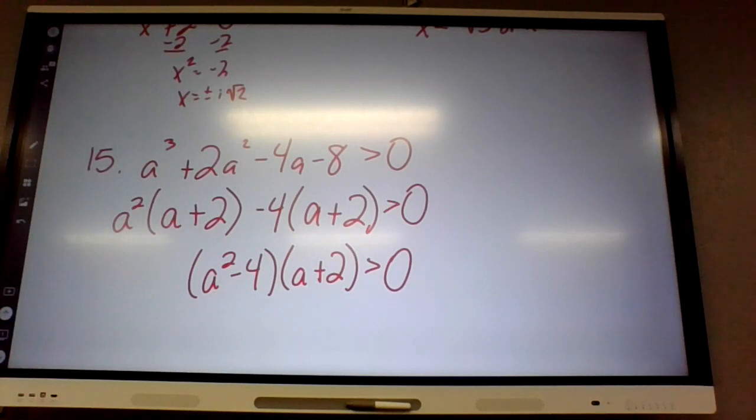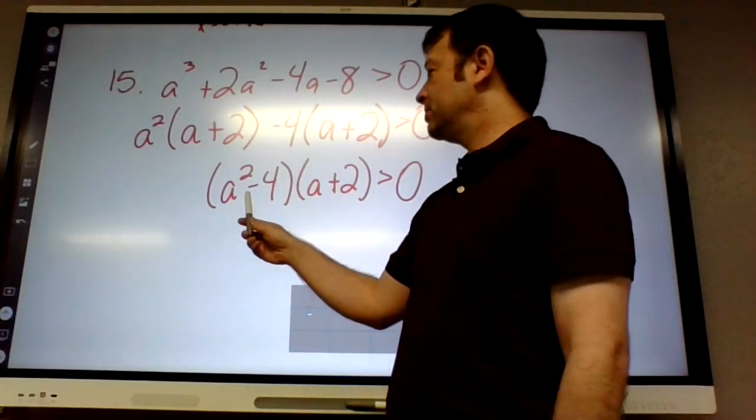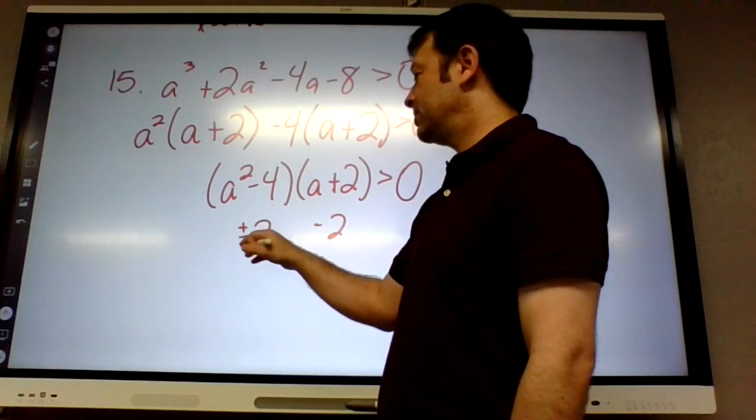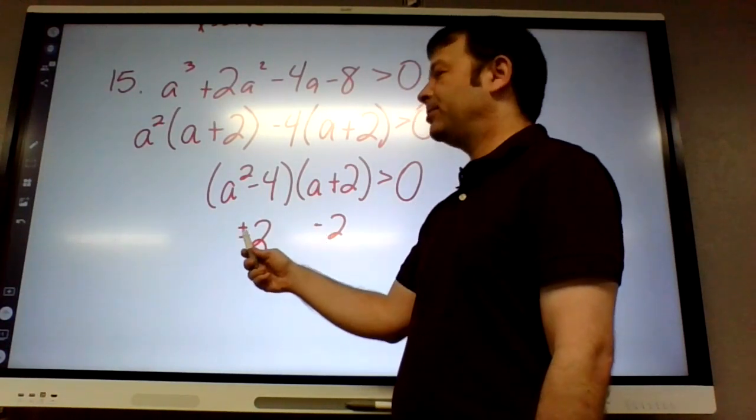Okay, do you guys know what the roots are going to be? There's one more double root. Negative 2 and plus or minus 2. So that means -2 is a double root.